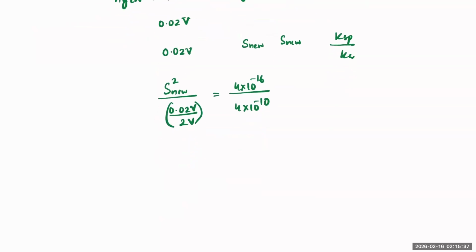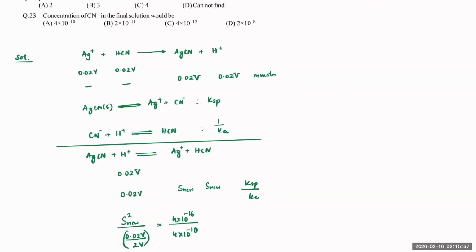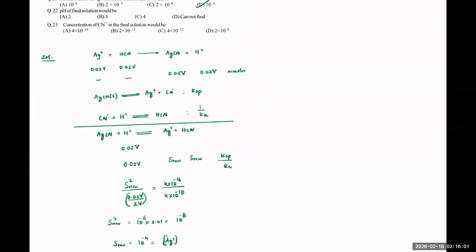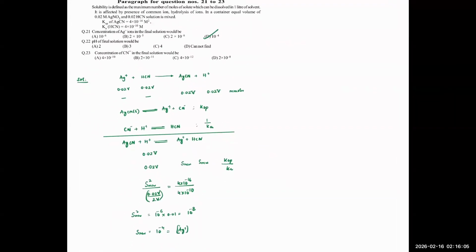Okay. So from here, S nu square, which is the Ag plus concentration, everything will get cancelled here. So this will be 10 raised to power of minus 6 into 0.01, which will be 10 raised to power of minus 8. So S nu, which is equal to 10 raised to power of minus 4, will be the Ag plus concentration. So the first case is 10 raised to power of minus 4 concentration. Okay. So please notice this case once, everybody. Check if you have understood that or not.